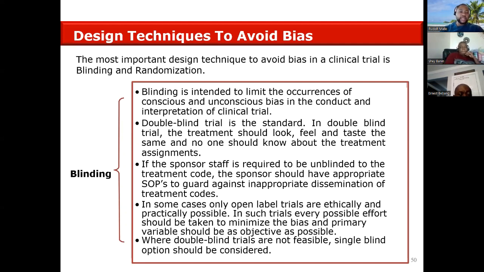In a double-blind trial, the treatment should look, feel, and taste the same, and no one should know about the treatment assignments. If the sponsor staff is required to be unblinded to the treatment code, the sponsor should have appropriate SOPs to guard against inappropriate disclosure of treatment codes. In some cases, an open trial is ethically and practically possible. Of course, there are times where they might be conducting studies that are open trial.